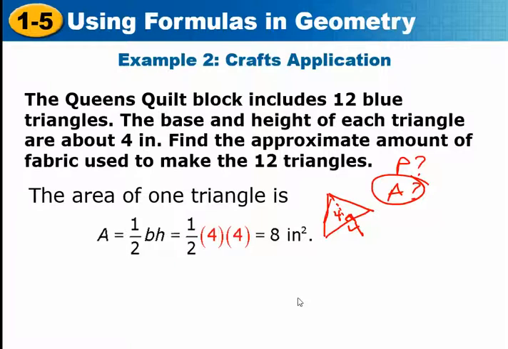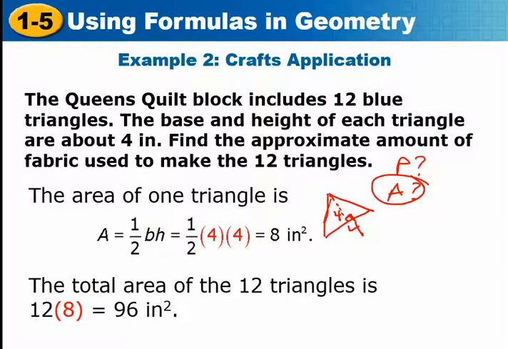So here's how to find the area of one triangle. 1/2 base times height would be 1/2 times 4 times 4, or 8. But we have more than one of them, we have 12 of them. So then you would take 12 times that area. Note again that the unit, because we're looking at area, is inches squared.